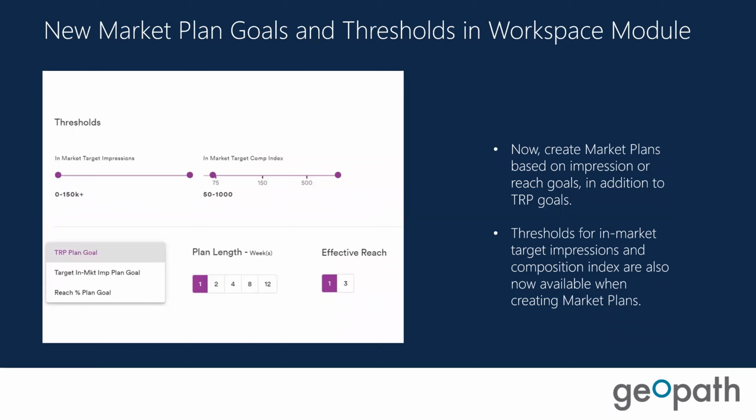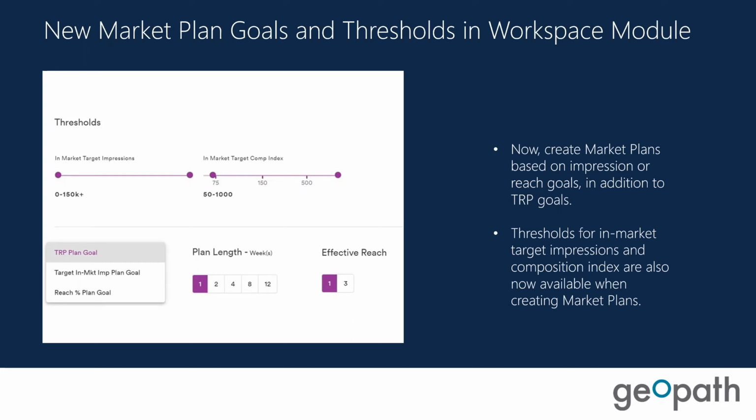Some other changes to the Workspace module, some really great features here as well. The ability to add thresholds for in-market target impressions and composition index. So that's an additional filter you can add to your market plan before you run the report. But the one thing I'm really excited about, and I know a lot of our members are, because we had a number of questions for these features.